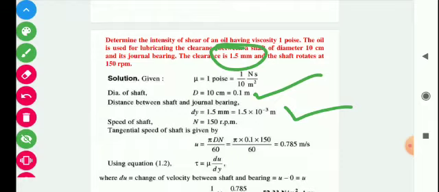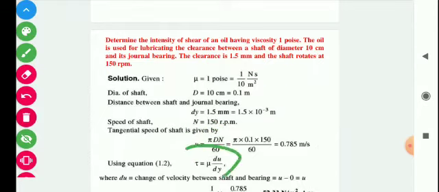Now to calculate tangential speed of the shaft, the formula is pi d n by 60. D is diameter, n is rpm, round per minute, and we are dividing it by 60 to convert its unit into second, because the unit is rpm, round per minute. So put all the values and finally we will get the value of speed as 0.785 meter per second. Now put all these values in this formula.